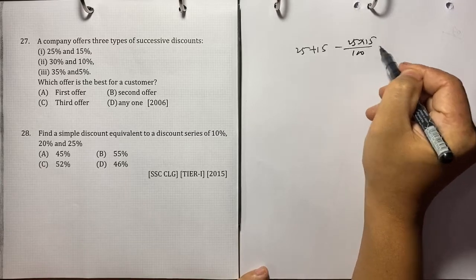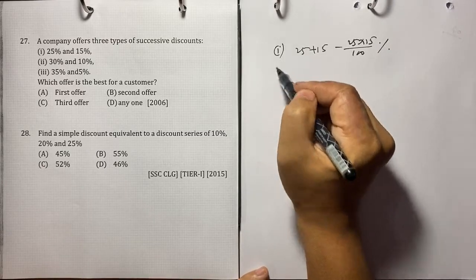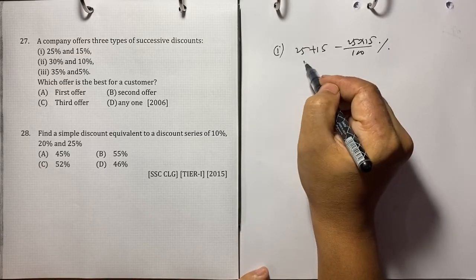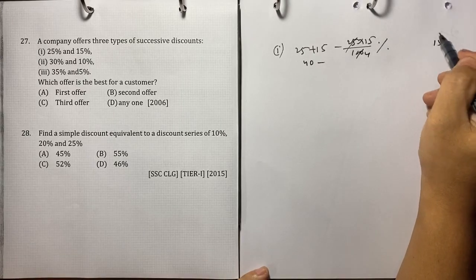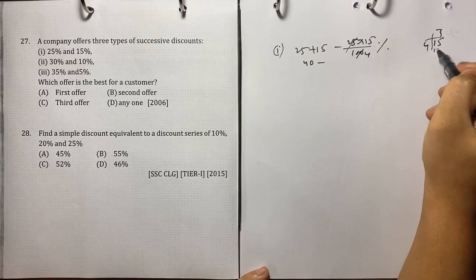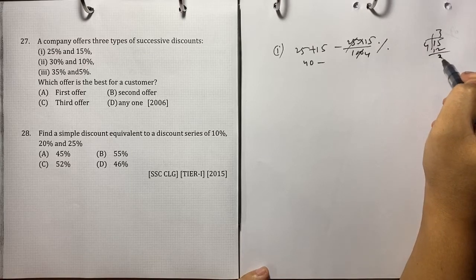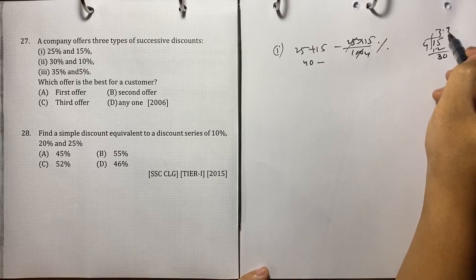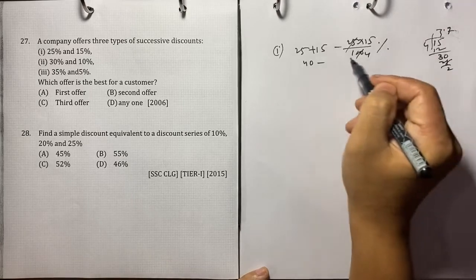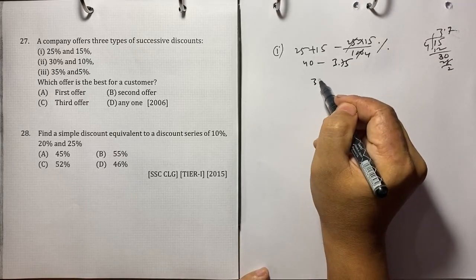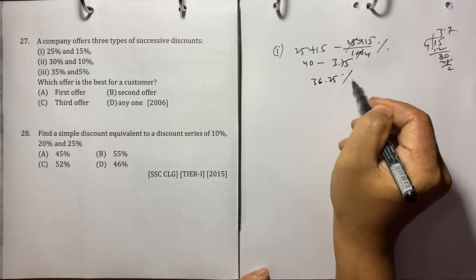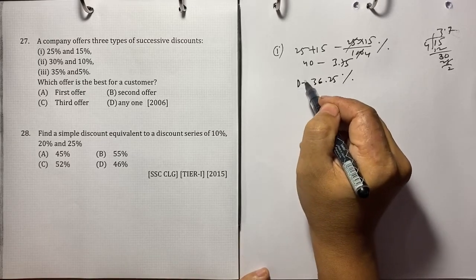by 100%. So in this case it will be 40 minus 15 divided by 4, so it will be 3.75. So this will be 36.25%. This will be the total discount.